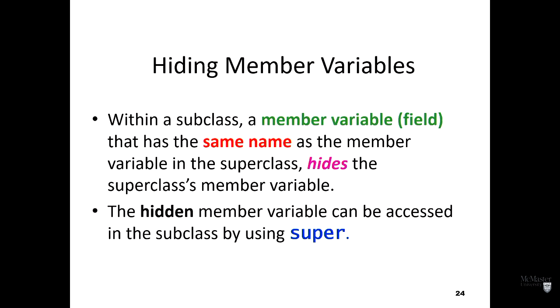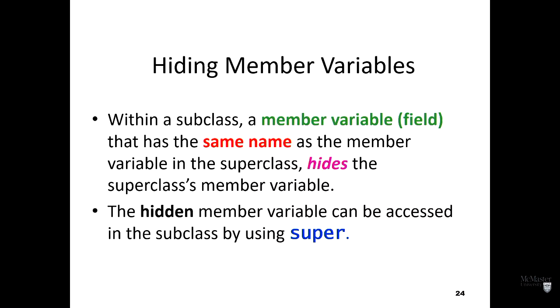So the same thing applies for hiding member variables. If you have a variable in the parent and then you have the same name for the variable in the child, it is going to hide the value of the parent. What if I want to access the one in the parent? What should I use?